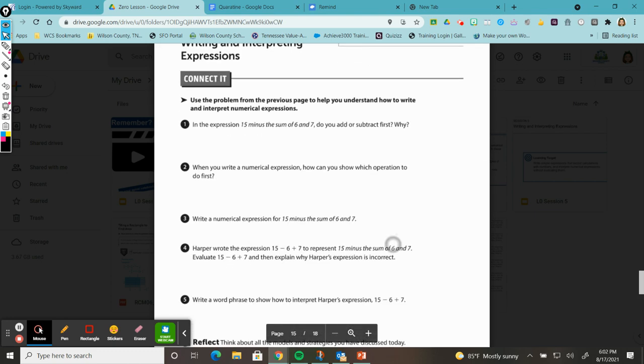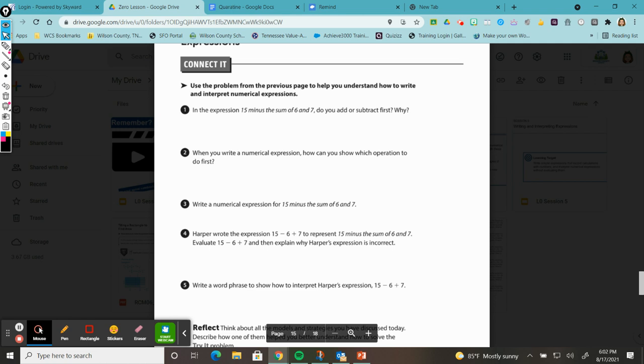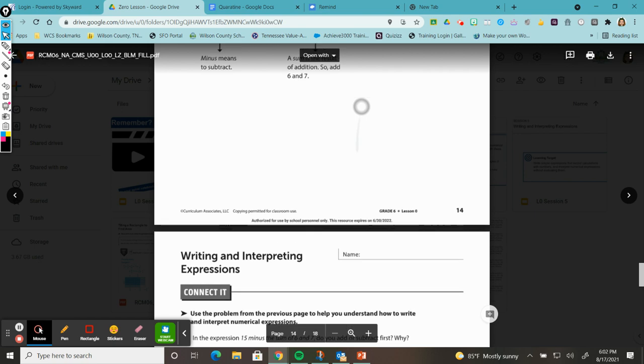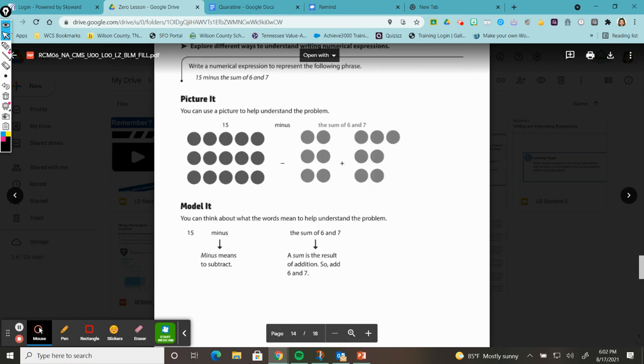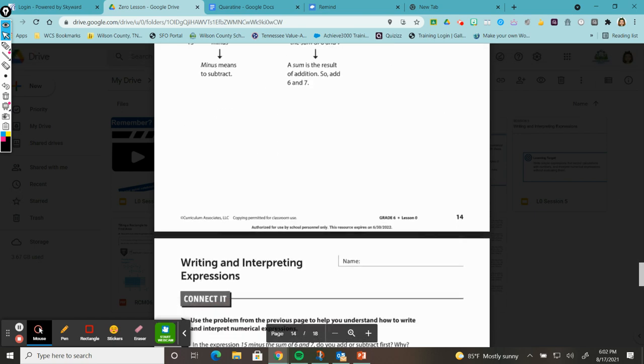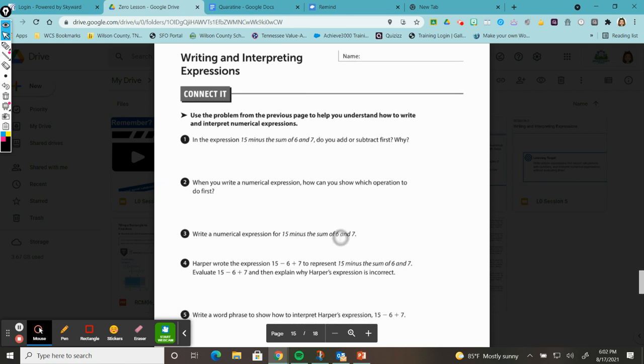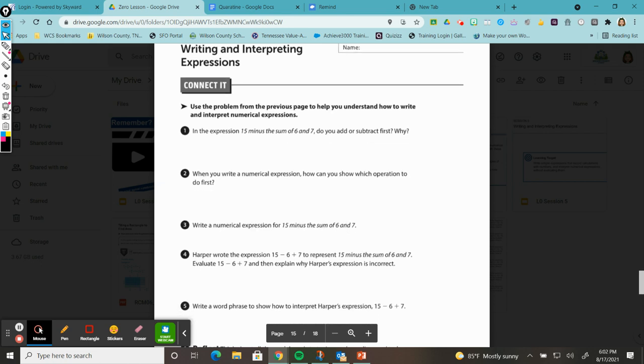On our connected page, number 1 asks us, in the expression 15 minus the sum of 6 and 7, do you subtract first or add first, and why? So that same expression that we've been discussing, do we subtract first or do we add first? Go ahead and take a moment to pause the video and answer that.